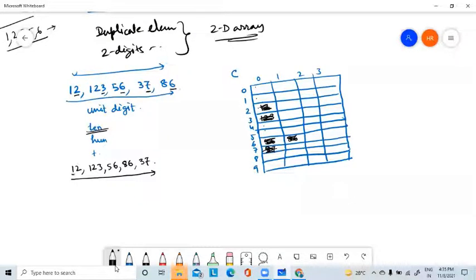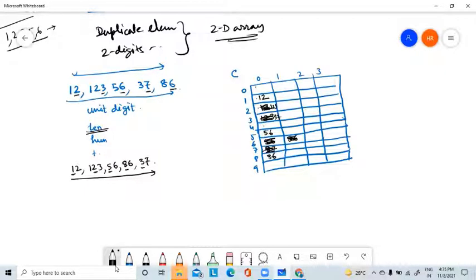So this is for 12, the 10th place is 1, so I will put it in this position. For this, the 10th place is 2, so I will put it into this position, 123. For this, the 10th place is 5, so I will put it into this position. For this, the 10th place is 8, so I will put it into this position. For this, the 10th place is 3, so I will put it into this position.